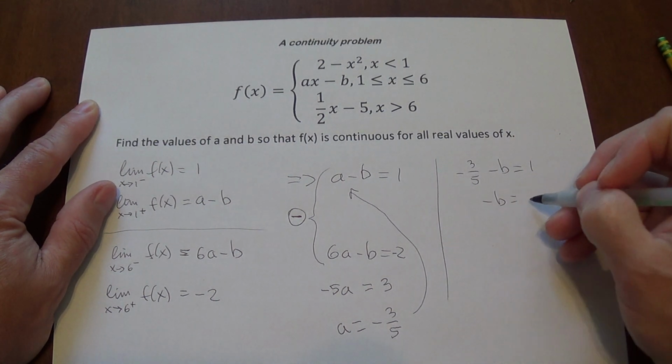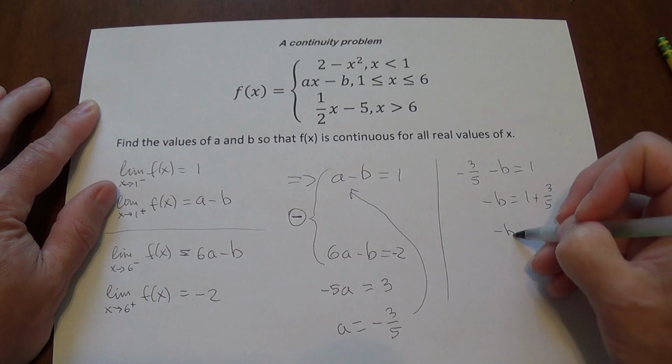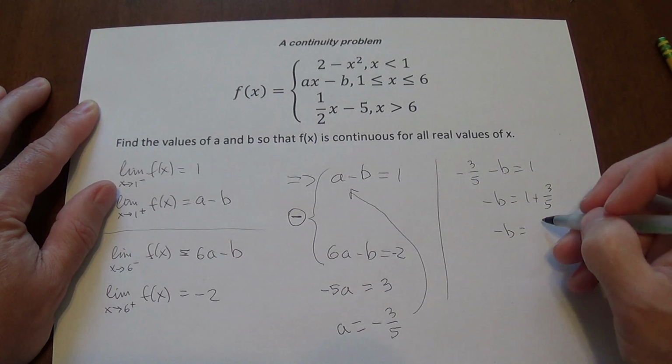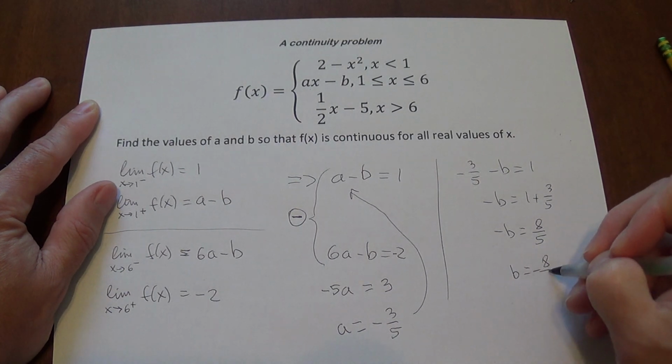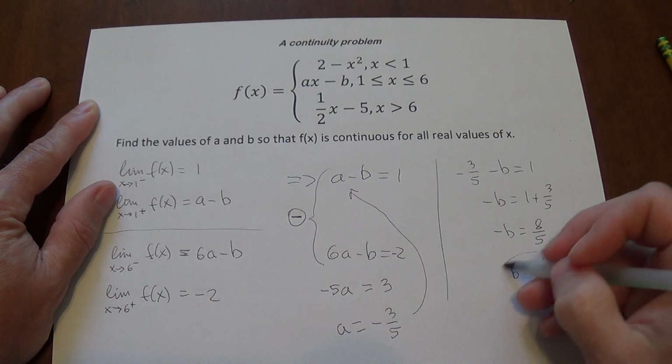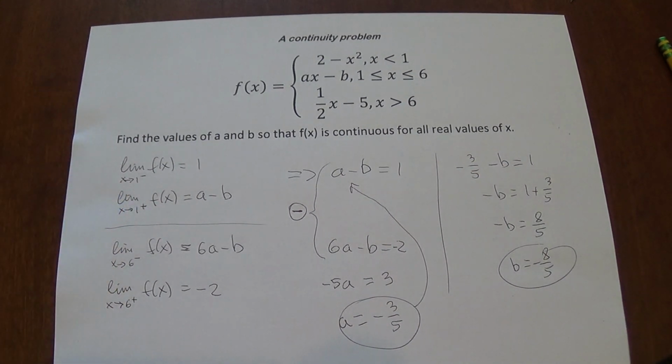So negative b equals 1 plus 3/5. So negative b equals, that would give us 8/5. And b will be negative 8/5. And these are the two values that we need. This will make this function continuous.